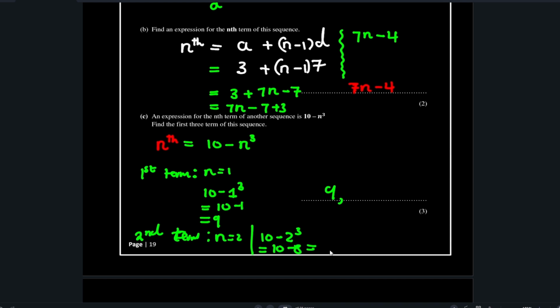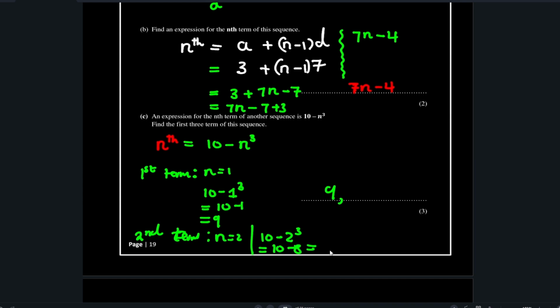Don't make that common mistake. 2 cubed. Most of the time students make this funny mistake: 2 cubed is 6. Who told you? 2 cubed means 2 times 2 times 2. 2 is multiplied 3 times. So 2 times 2, 4 times 2 again.